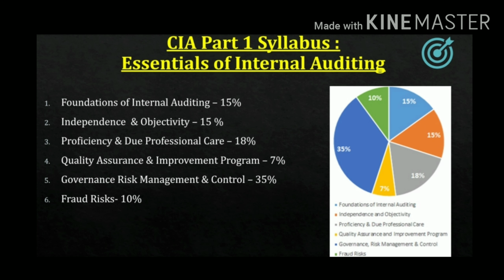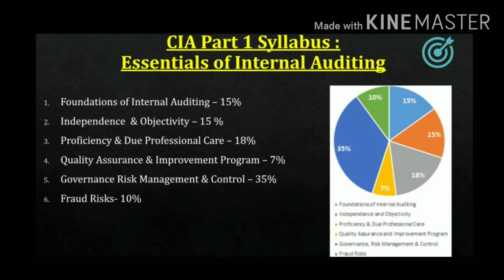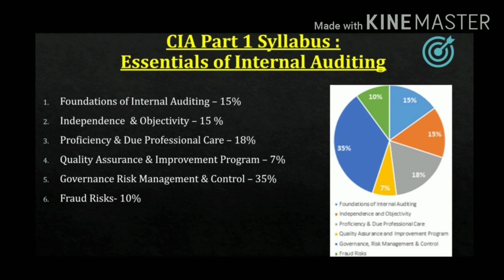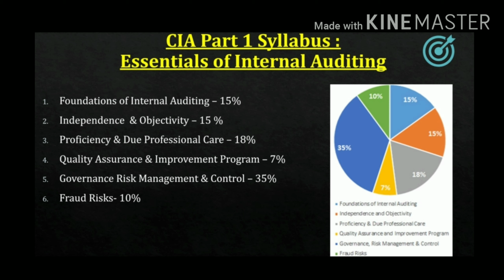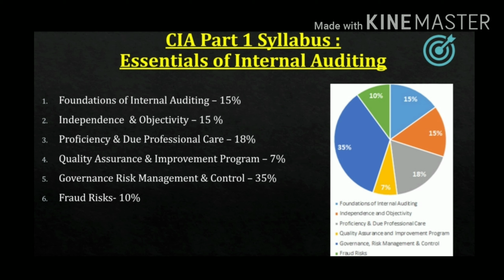Essentials of internal auditing consist of CIA Part 1 syllabus. It is broken down into 6 subparts. Foundation of internal auditing carries 15% weightage. Independence and objectivity carries 15% weightage. Proficiency and due professional care carries 18% weightage. Quality assurance and improvement program carries 7% weightage. Governance, risk management and control carries the highest weightage, that is 35%, and fraud risk consists of 10% weightage.